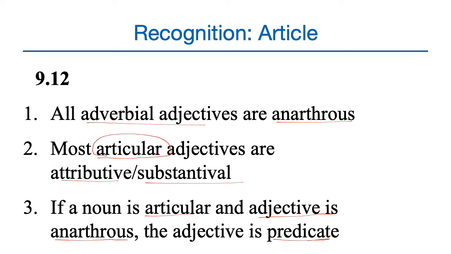In section 9.12 in your book, you will see that adverbial adjectives are anarthrous. Those are predicate adjectives. They don't have an article. Articular adjectives, adjectives with articles, are attributive or substantival. And if a noun is articular and an adjective is anarthrous, that is, the word it is modifying has an article and the adjective does not, this adjective is in the predicate position.